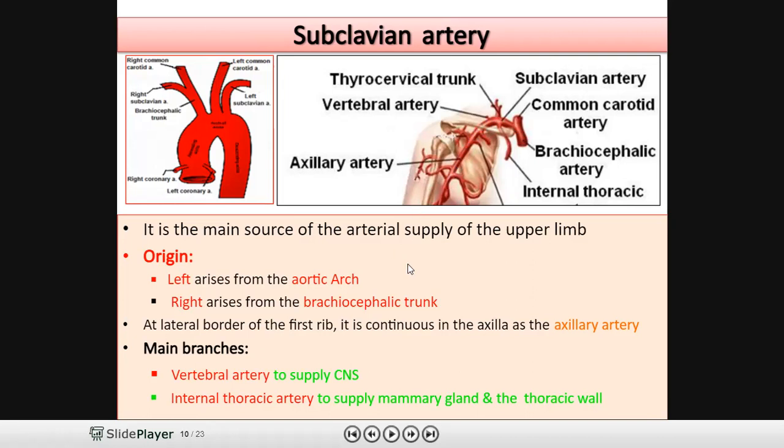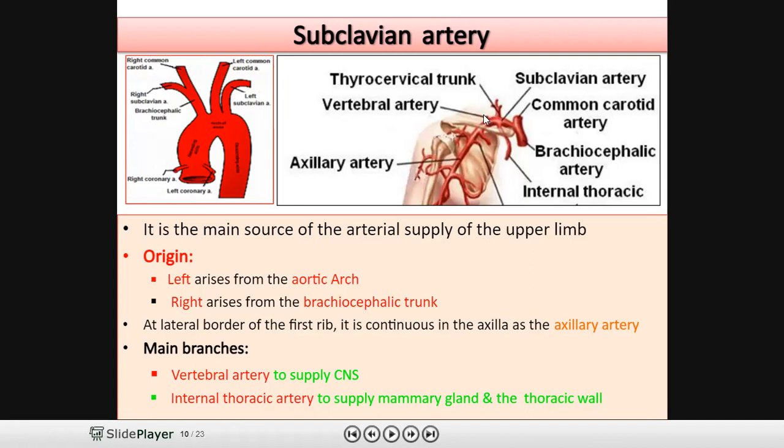So what are the branches of the subclavian artery? The first branch, as you would see here, is the thoracocervical trunk. This is a whole trunk, the thoracocervical trunk, and then we have the vertebral artery. This vertebral artery is what goes to form the basilar artery that now forms the posterior cerebral artery that forms the circle of Willis.